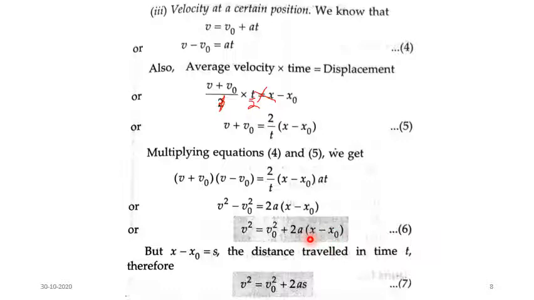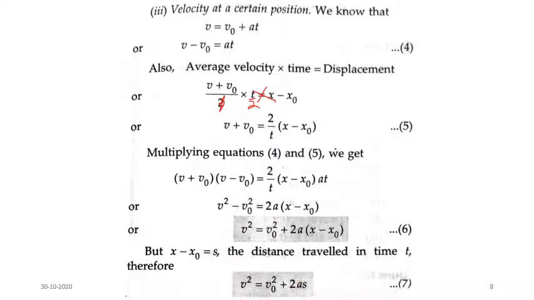And this is an important relation. If they have given you acceleration, the initial and final position, and the initial velocity, you can find out the final velocity and vice versa. Now x minus x naught, we know it is the distance traveled by the object in time t, which is denoted with s. So instead of writing x minus x naught, I can simply write v square equals v naught square plus twice of as. Final velocity square equals initial velocity square plus twice of acceleration into distance.